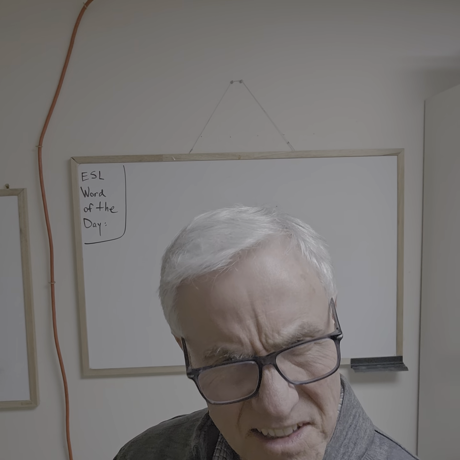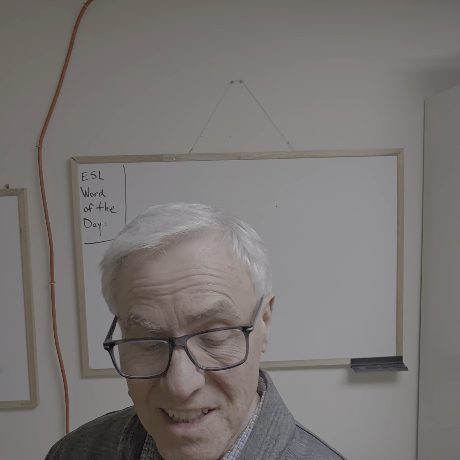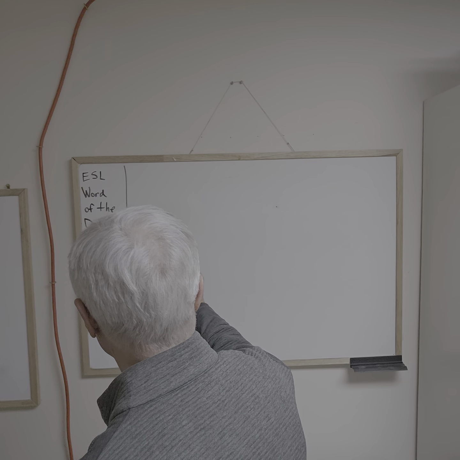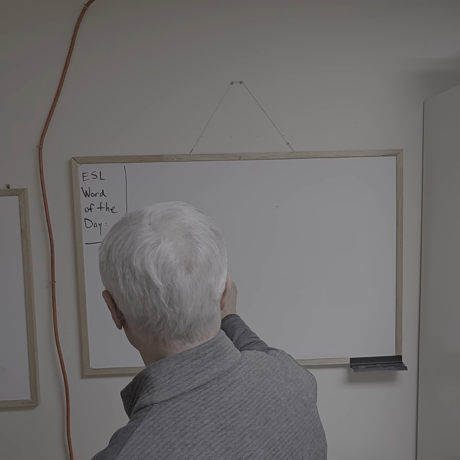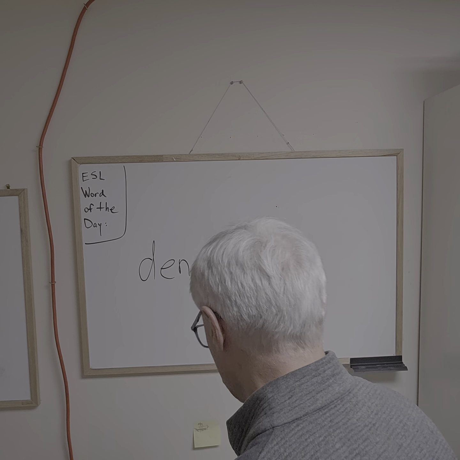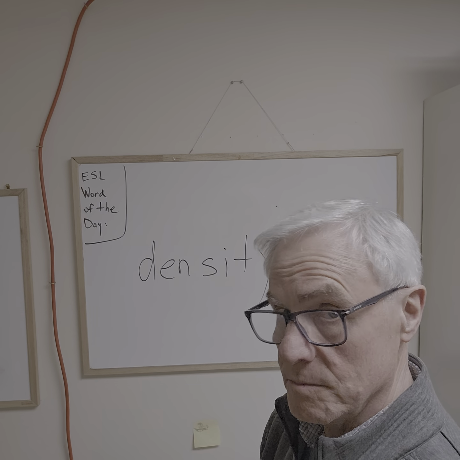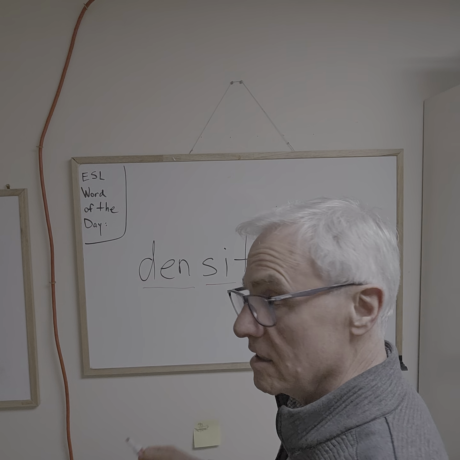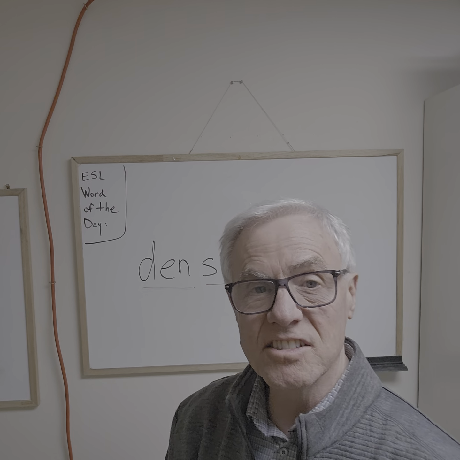Density. How do you spell the word density? Den is D-E-N. S-I-T-Y. Density. Now the word density might have some syllables to it. Den-si-ty. Three main syllables for the word density.